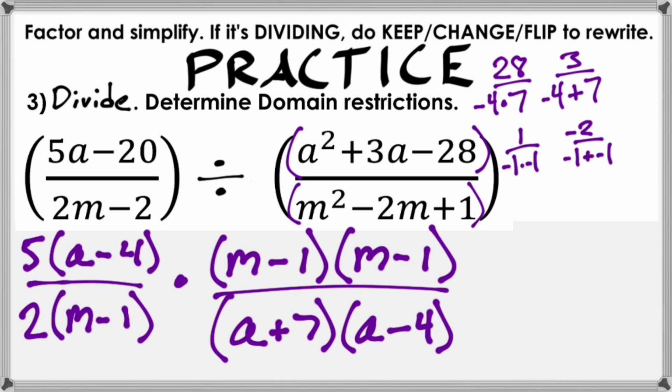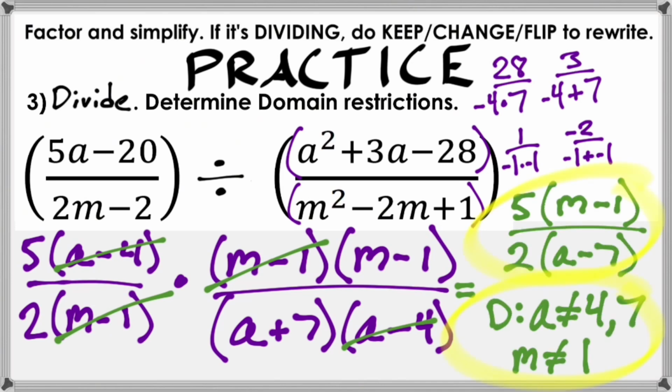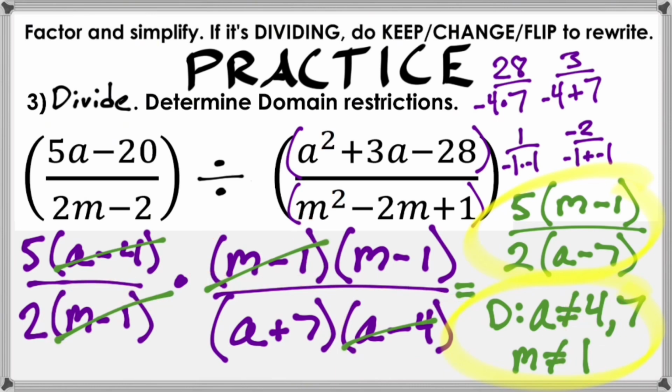And then you can go ahead and start simplifying things. So your m minus 1s, your a minus 4s all cancel out. And this is what you're left with as your final answer. And since you canceled out a negative 4, then positive 4 cannot be in the domain. It's a removable discontinuity. And then negative 1 for m, or m minus 1, was also canceled out. So that's why m cannot be equal to the number 1. And then the 7 is appearing there because in the final answer, you have an a minus 7, meaning positive 7 would make that denominator become 0, and therefore positive 7 cannot be included in your answer.